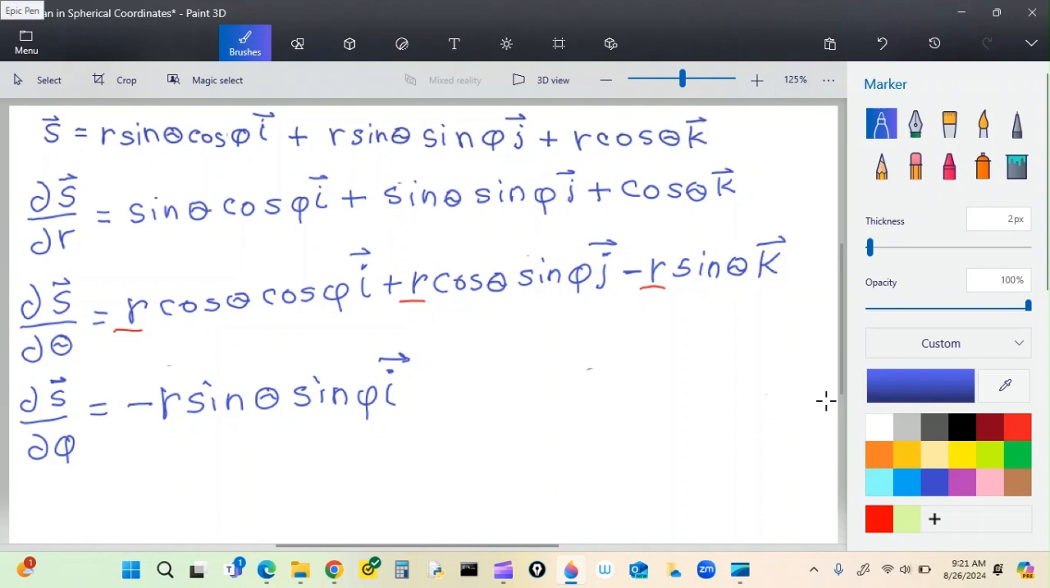Now for the second term, we're going to do a derivative of sine phi. So the r sine theta doesn't change. That's going to be plus r sine theta, and that's going to be cosine phi.